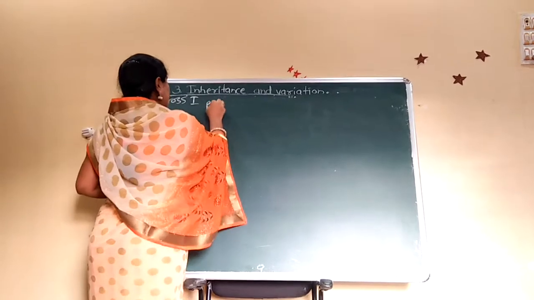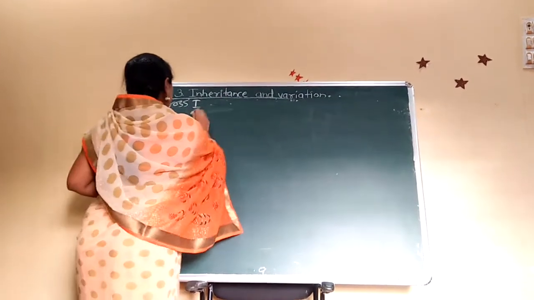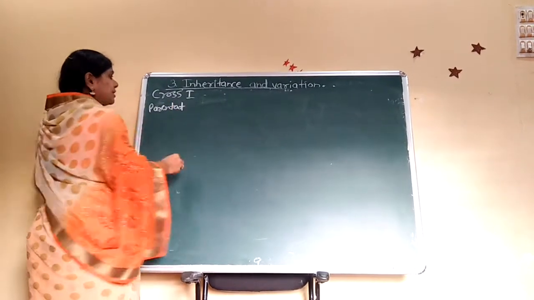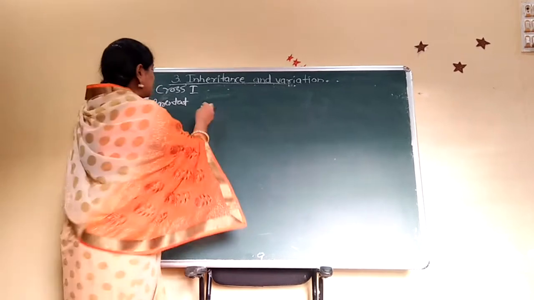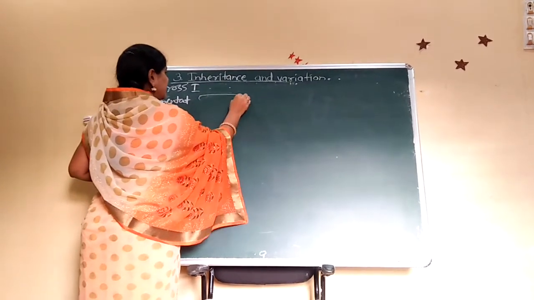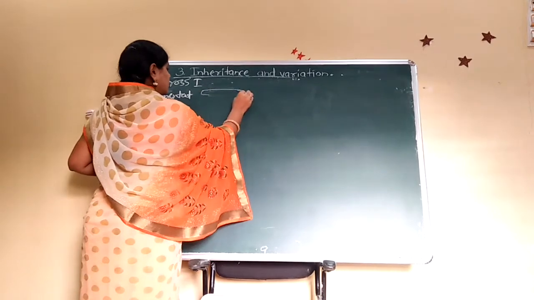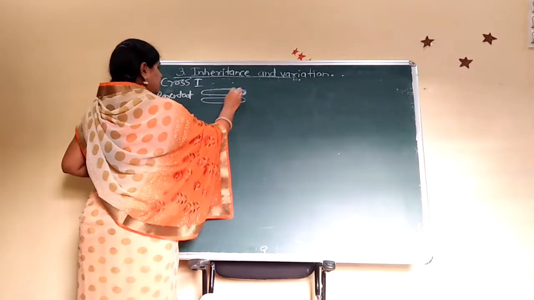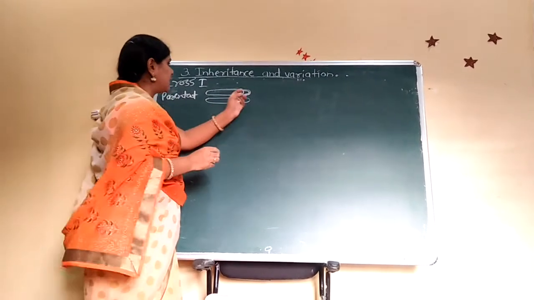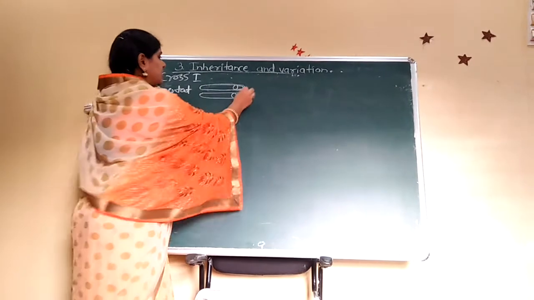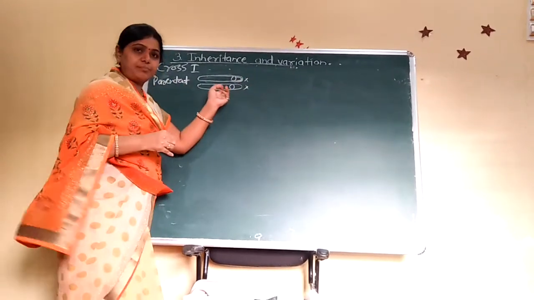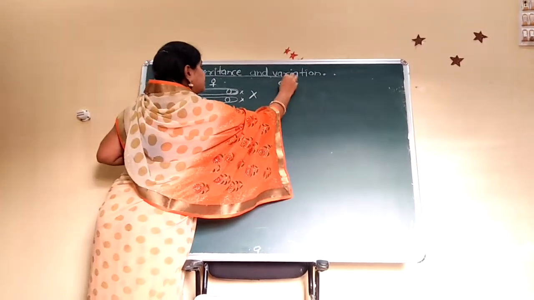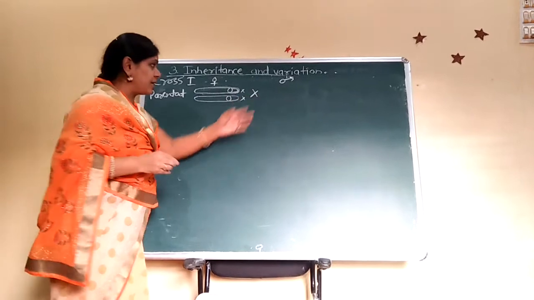What is cross first? The parental generation. The parental female is the recessive female, with sex linked genes on the sex chromosomes. The two sex chromosomes, that is XX, make the female, and she is crossed with the male Drosophila melanogaster.